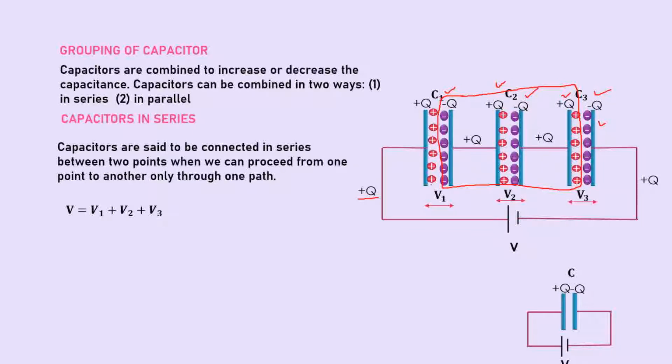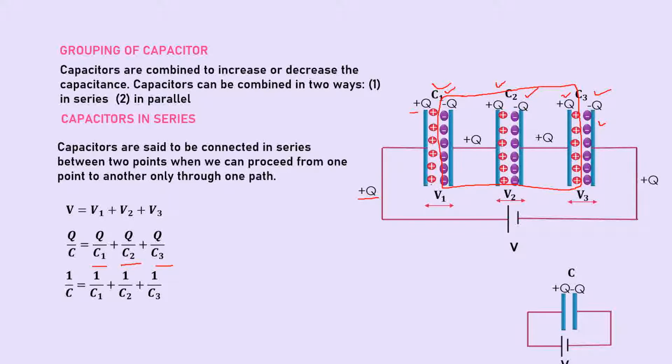Now suppose that C is the equivalent capacitance of the capacitors. V is the potential difference across the battery, C is the equivalent capacitance, and Q is the charge. So V can be written as Q by C, and V1 can be written as Q by C1. V1 is the potential difference across C1. Here the charge is plus Q and the capacitance is C1, so V1 is equal to Q upon C1. Similarly, V2 is equal to Q upon C2, V3 is equal to Q upon C3.